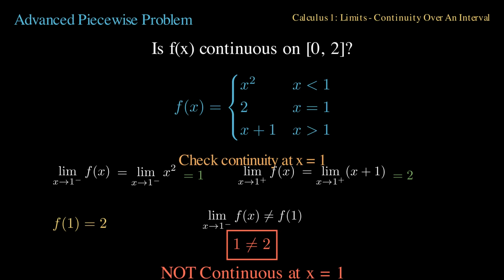Now, the limit from the right is limit as x approaches 1 from the right of f of x. This equals limit as x approaches 1 from the right of x plus 1. Thus, we find it equals 2, since limit as x approaches 1 from the left does not equal f of 1. The piecewise function is not continuous on the closed interval from 0 to 2.